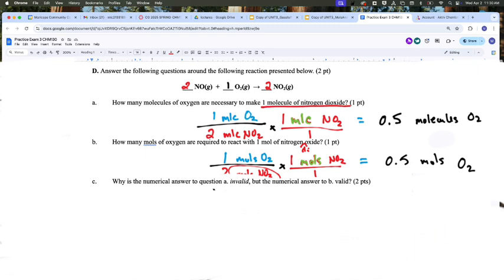question C is now asking you to do is to think critically about the numerical answers you just provided. We're saying the numerical answer to A actually makes no physical sense. It is invalid. But the answer to B is actually okay. They're the same flippin' number. Why is that different? I'm not allowed to have half of a molecule. Can I have half of a massive number of molecules?